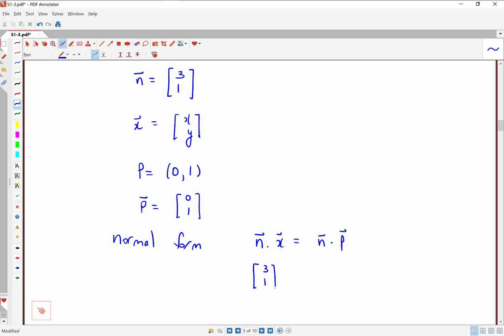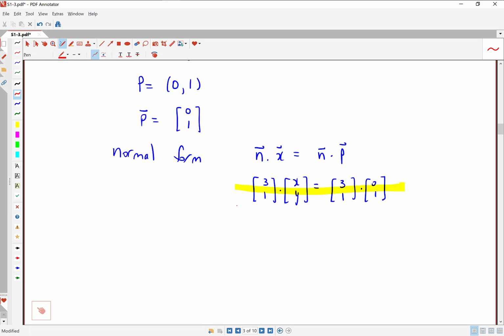(3, 1) dot (x, y) equals (3, 1) dot (0, 1). So that's the answer we're looking for. That's the normal form of that line that we started with.